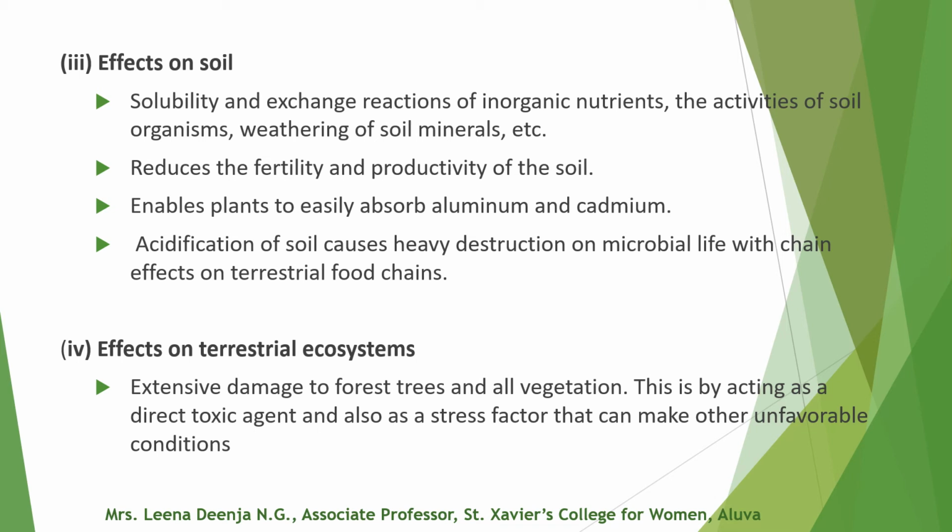Fourth one, effects on terrestrial ecosystems. Acid precipitation causes extensive damage to forest trees and all vegetation. This is by acting as a direct toxic agent and also as a stress factor that can make other unfavorable conditions such as parasitic invasion, drought and disease, shortage of light, deficiency of nutrients, hot summer, cold winter, etc.